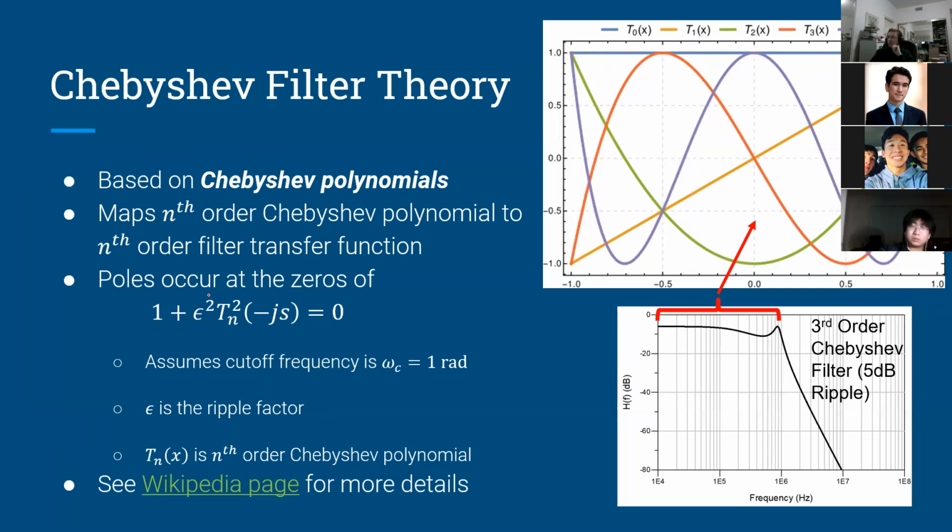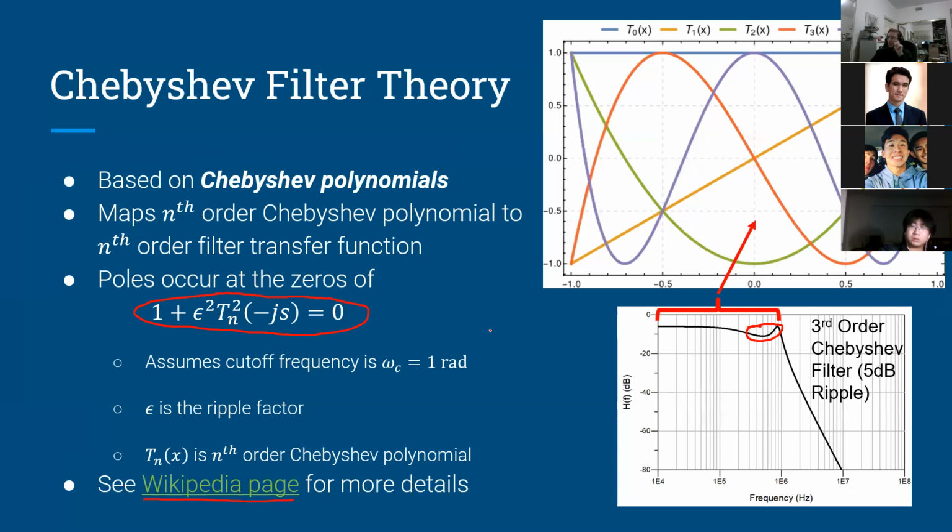The way the filter itself is defined is through this equation, which gives you the poles of the transfer function. Here epsilon is called the ripple factor, which defines how big this ripple is. This assumes the cutoff frequency is 1, by the way, so it's normalized. You can always scale it up to higher frequencies if you need to. In this equation, T is the Chebyshev polynomial. Anyways, that's how it's defined. And here again is the Wikipedia page if you want to learn more.